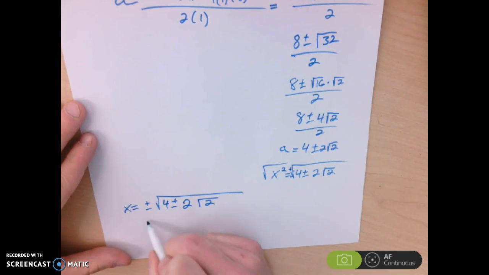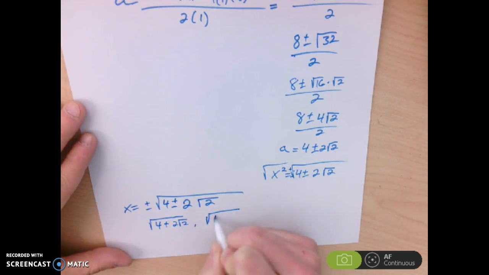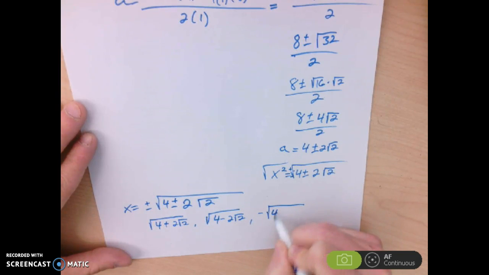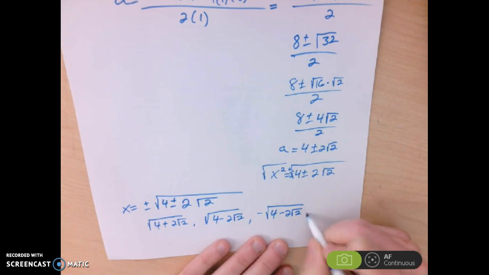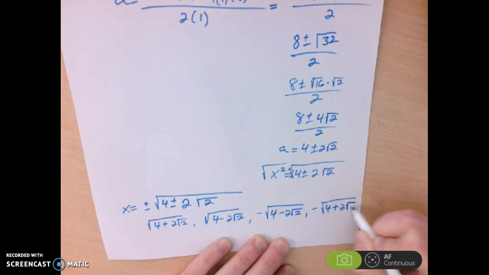So if we take the positive one first, it will be the square root of 4 plus 2 square roots of 2. There'll also be the square root of 4 minus 2 square roots of 2. And now we'll take the two negative ones. So the opposite of the square root of 4 minus 2 square roots of 2, and the opposite of the square root of 4 plus 2 square roots of 2.